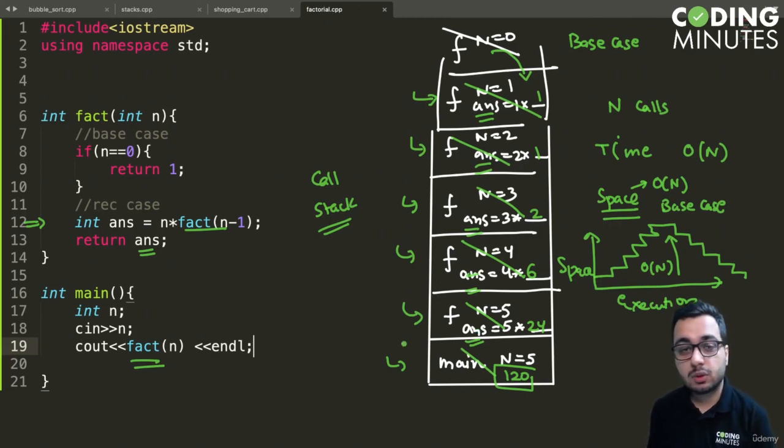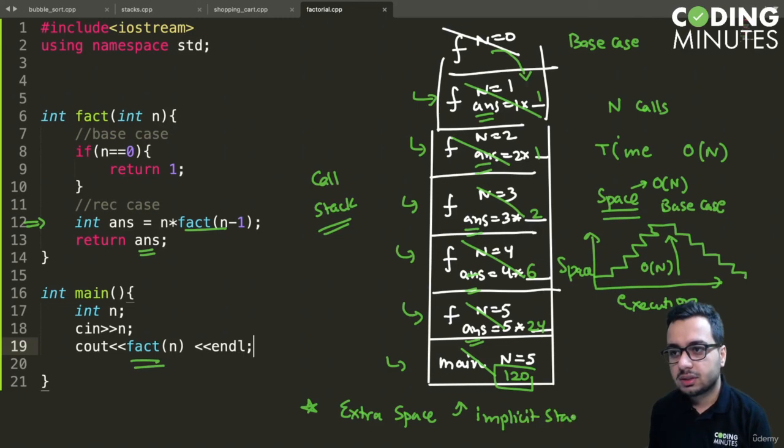And one point you need to remember, that all recursive problems will take up extra space. Recursion actually takes extra space because of the concept of this implicit stack. Okay, so that's it. That's all for this lecture, and now I hope you understood how recursion actually works for this particular problem.